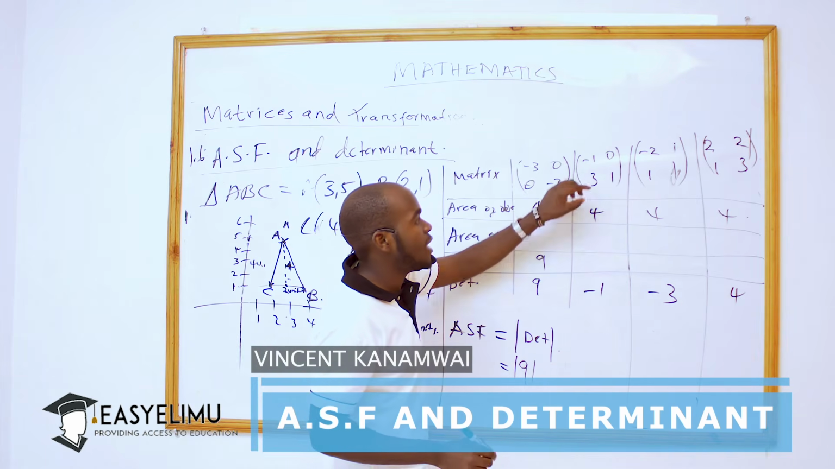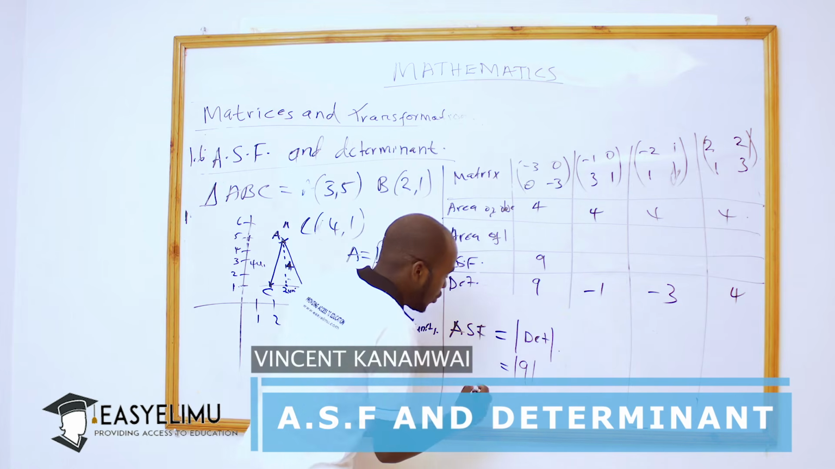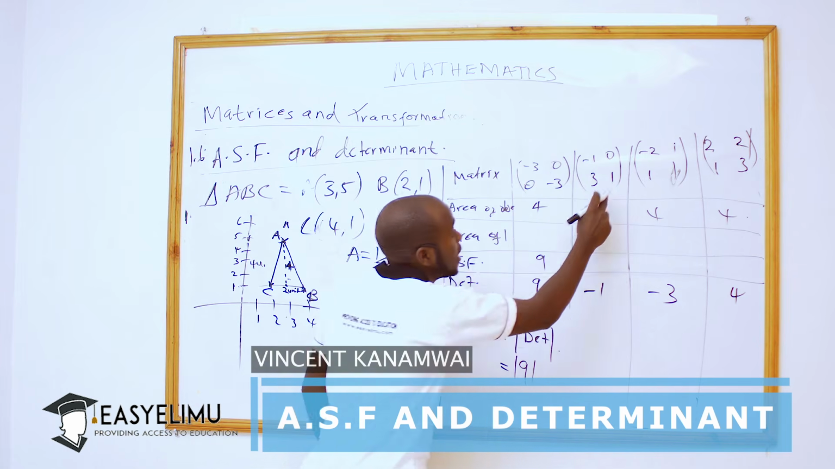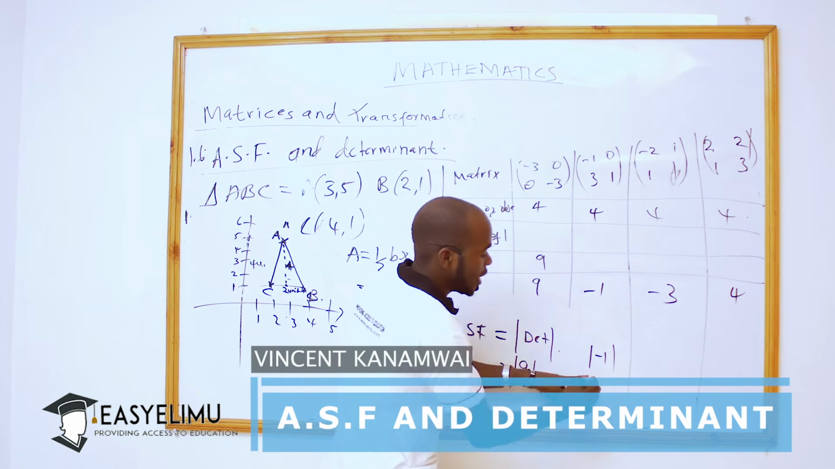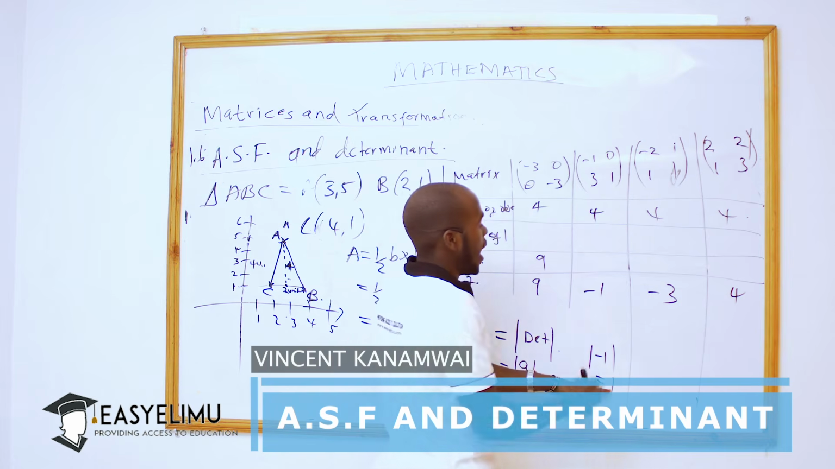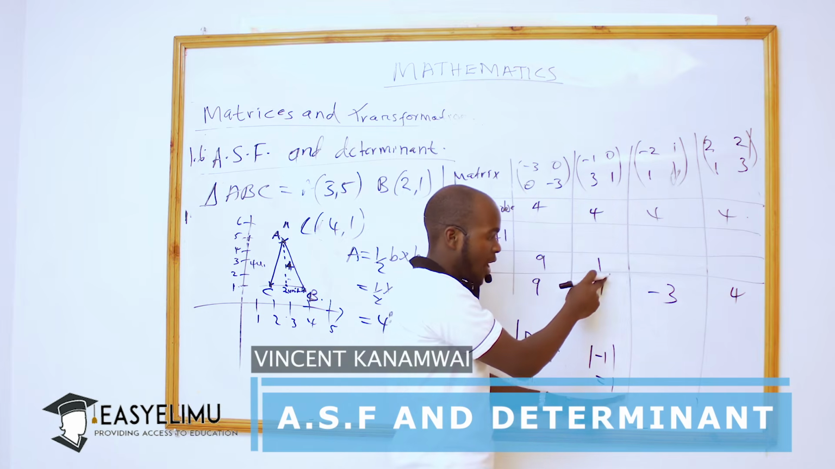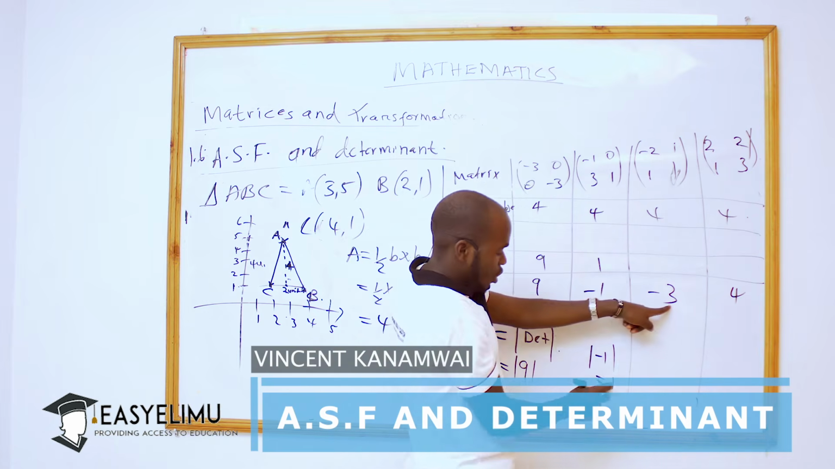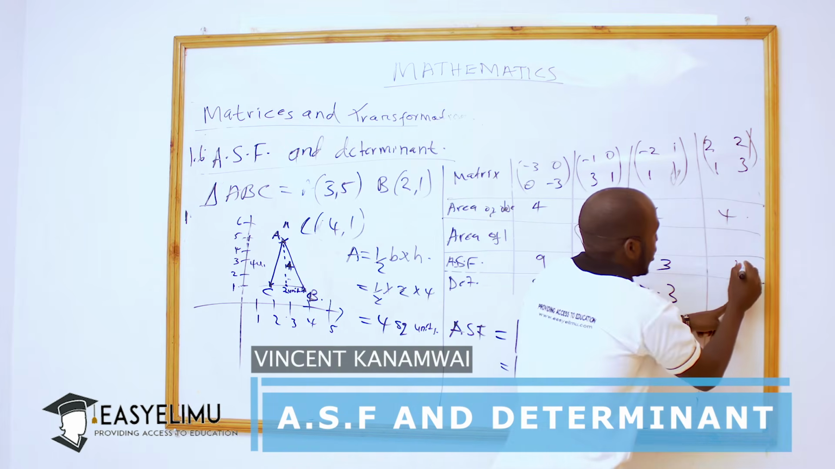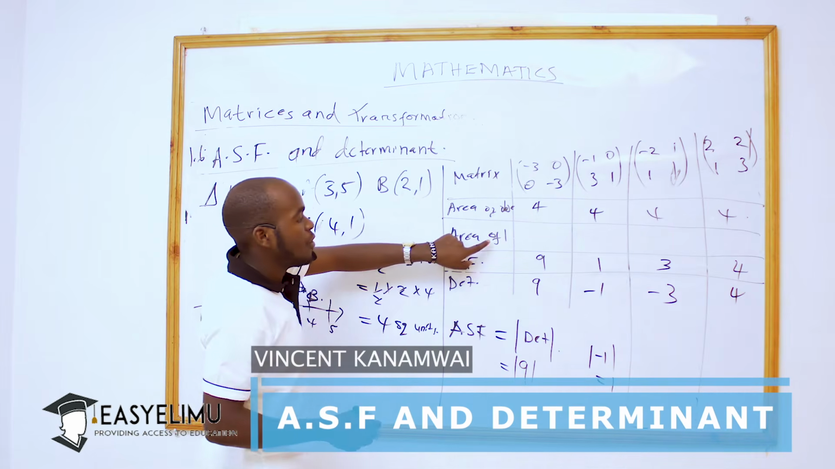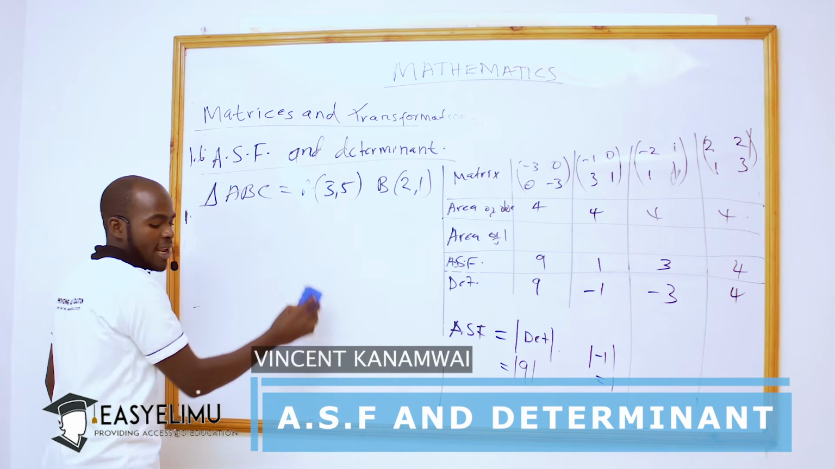The determinant of the second matrix, which is negative 1, the absolute value of negative 1 is equal to 1. And if we substitute here, we find that the area scale factor of the second matrix is 1. And here negative 3, if you do the same thing, you will find here is 3, and here it will give you positive 4.